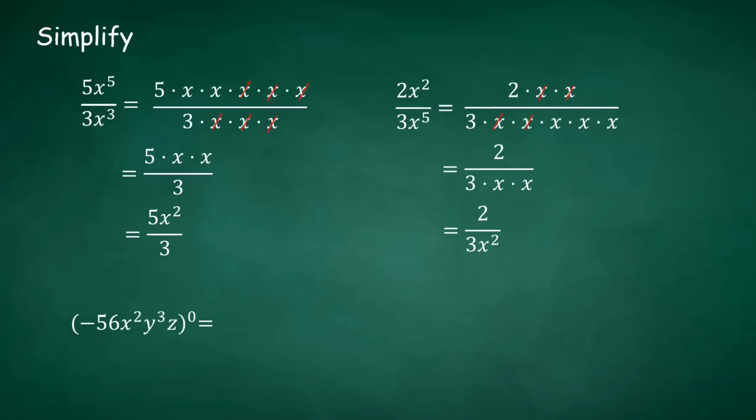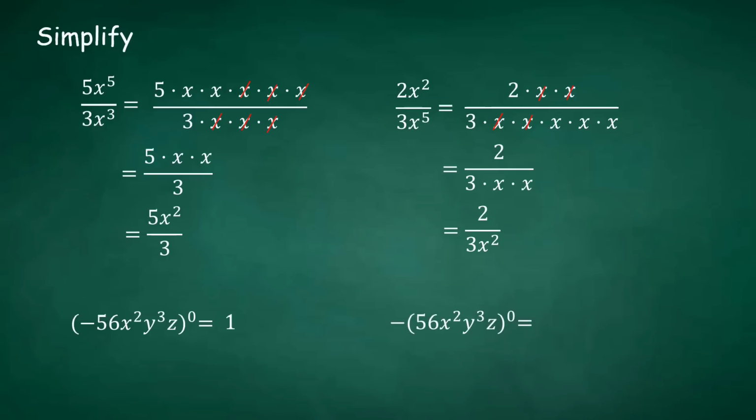Open parenthesis negative 56x squared, y cubed, z, close parenthesis raised to the power of 0. This is simple enough. Anything raised to the power of 0 is equal to 1. So the answer is 1.